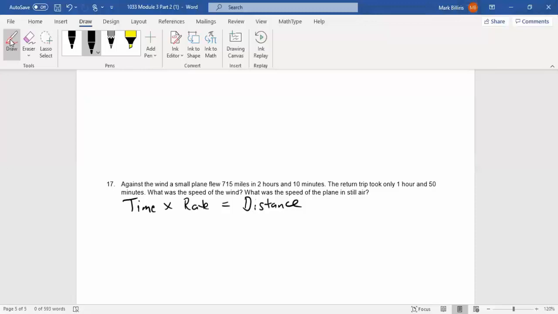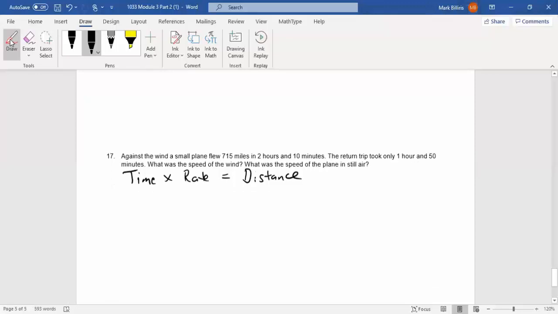Okay, now let's read the problem. It says, against the wind, a small plane flew 715 miles in 2 hours and 10 minutes. The return trip took only 1 hour and 50 minutes. What was the speed of the wind and what was the speed of the plane in still air? So we have against the wind and with the wind. Let's look at rate first.